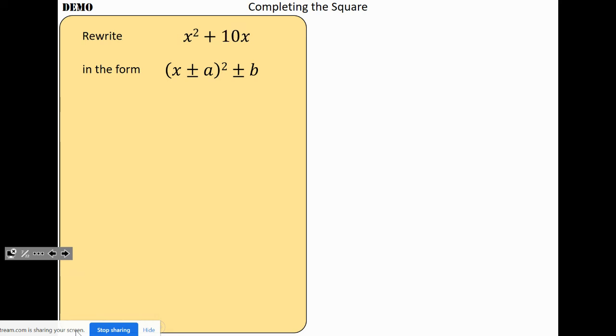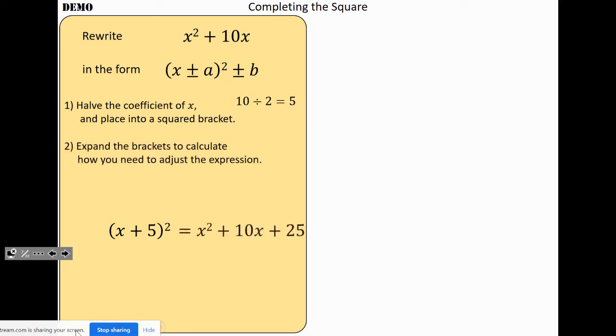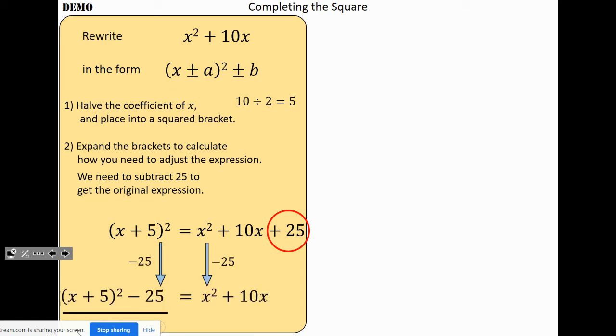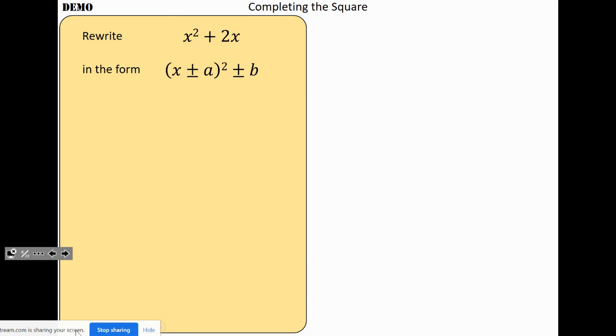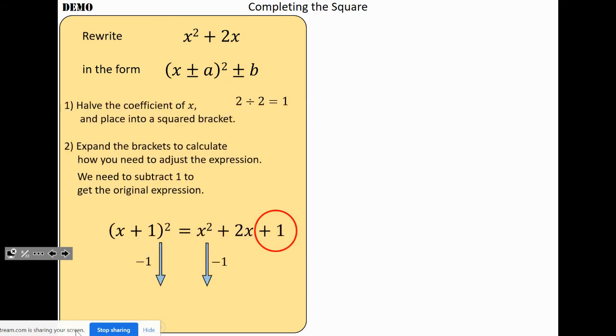Do another one. X squared plus 10x. Half the coefficient to get x plus 5 squared. The 5 squared is what's left at the end when we expand that bracket. So we need to take 25 away. To get x plus 5 all squared, take away 25 is the same as x squared plus 10x. And we could keep going. Another example here for you, if you need them.